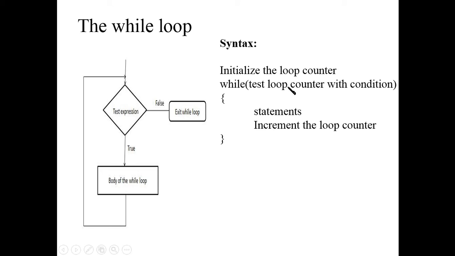The syntax of the while loop is: while test loop counter with condition, set of statements, increment the loop counter. If the test expression is true, the body of the while loop will be executed. If the test expression is false, the loop will be exited.